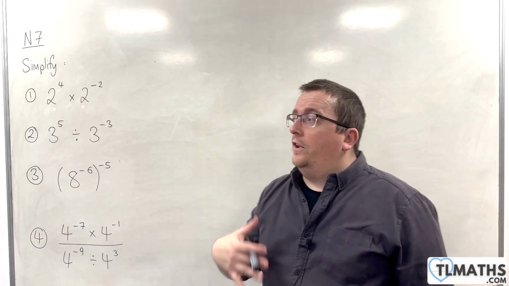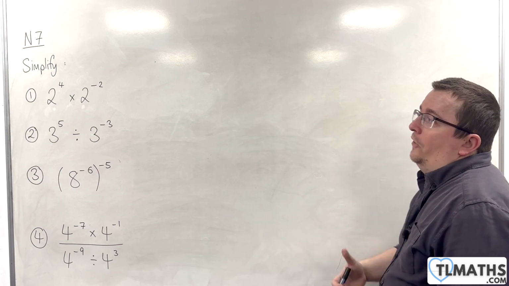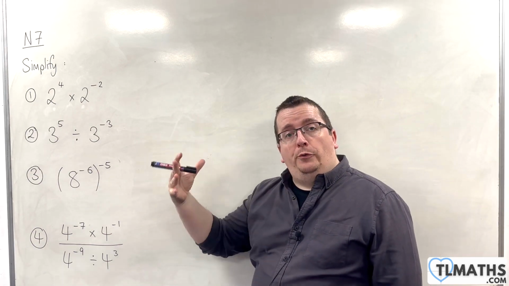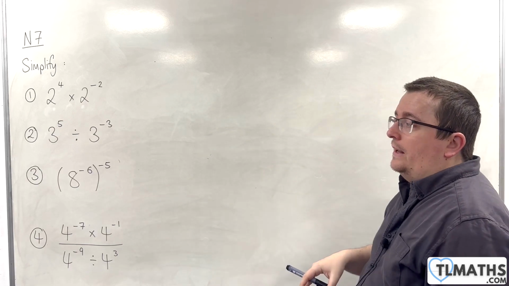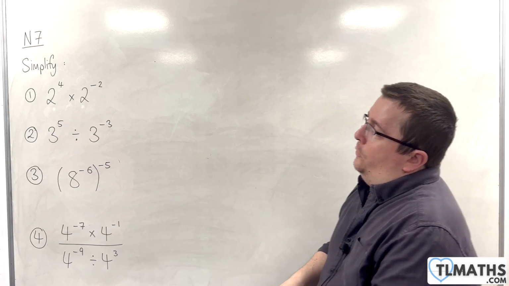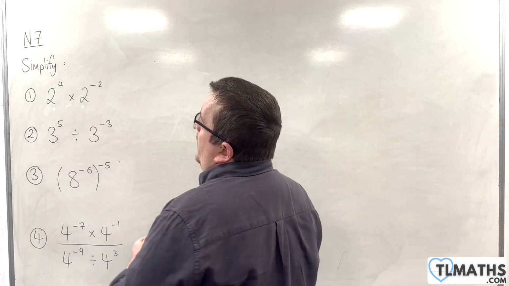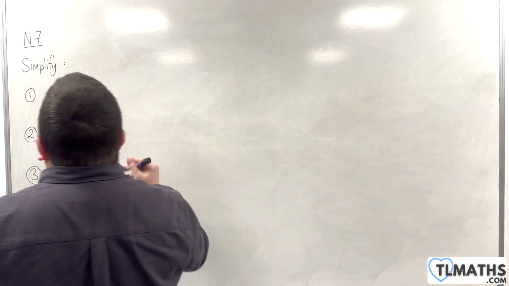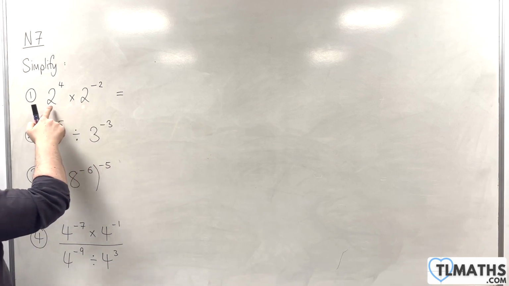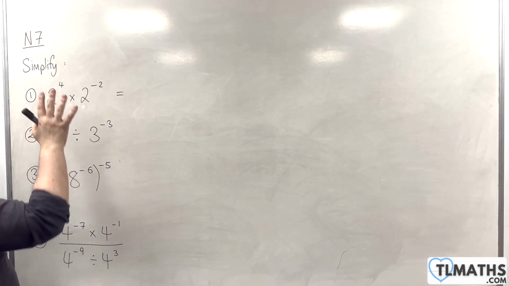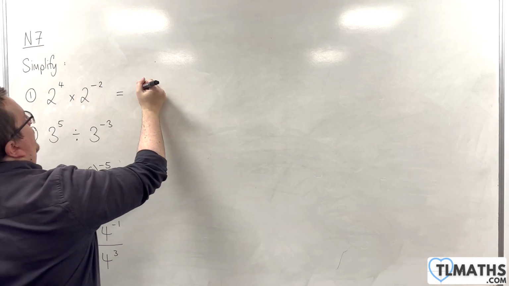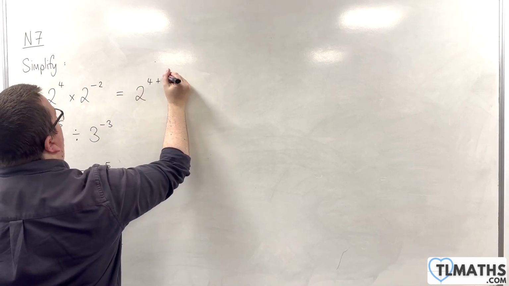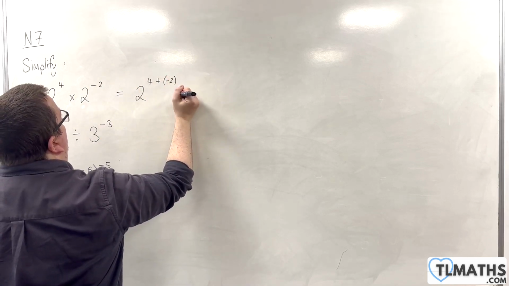So in this video, what I want to do is go through some examples of working with negative indices alongside our rules for multiplication, division and brackets. So, number one, we have 2 to the power 4 times 2 to the power minus 2. Now we know that when we are multiplying together two numbers with the same base, we can add the indices. So this will be 2 to the power 4 plus negative 2.